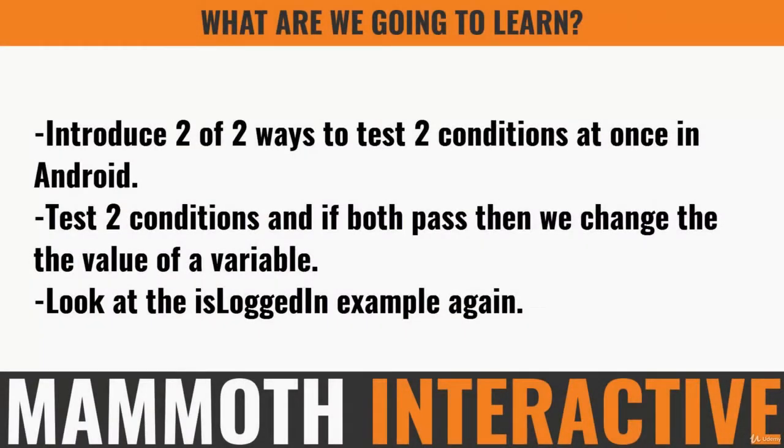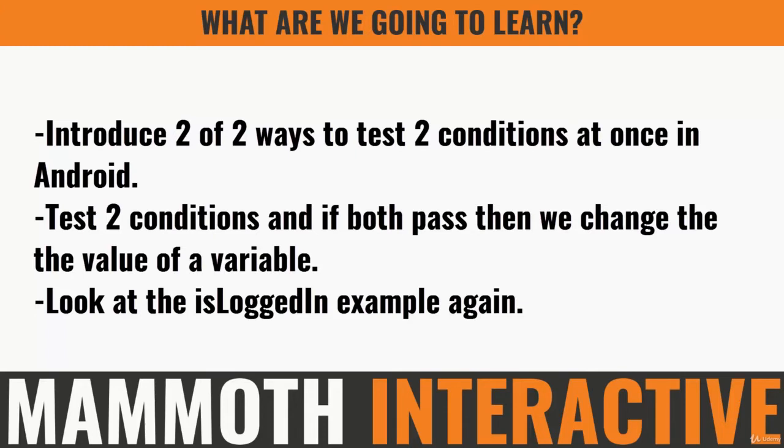In this part of our tutorial, we'll introduce the second of two ways to test two conditions at once, but we'll be using Android instead of iOS. So we're going to do that by testing if two conditions are true, and if both tests pass, then we change a value of a variable, very similar to what we did before. But we'll be using nested if statements instead of testing both conditions in one set of brackets.